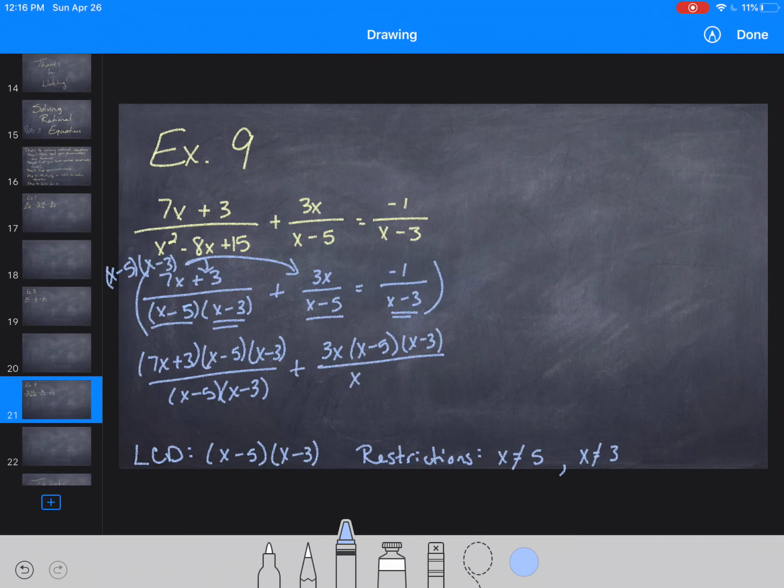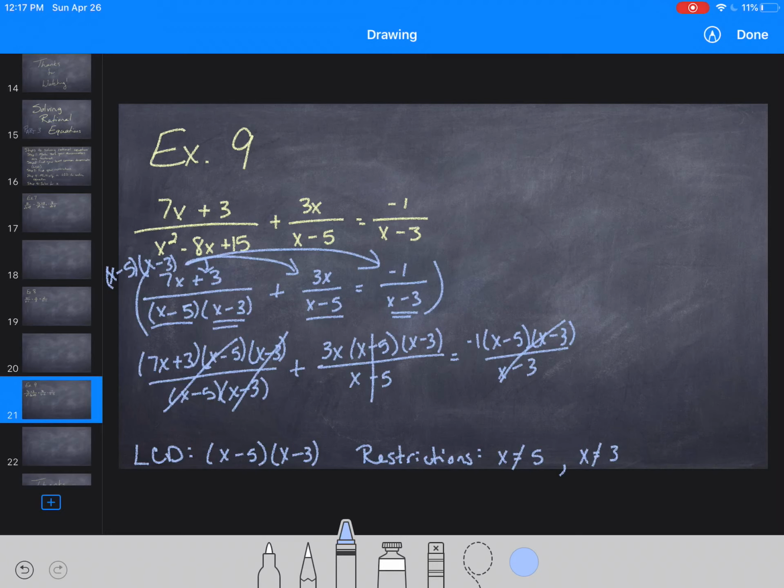Plus, I'm going to multiply in my least common denominator to my second fraction. I end up with 3x parentheses x minus 5, x minus 3 all over x minus 5 is equal to, when I multiply it into my third fraction, I end up with a negative 1 times an x minus 5 and an x minus 3 all over my x minus 3.